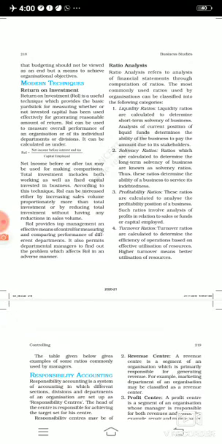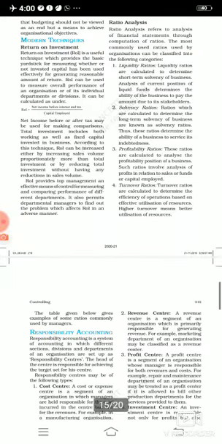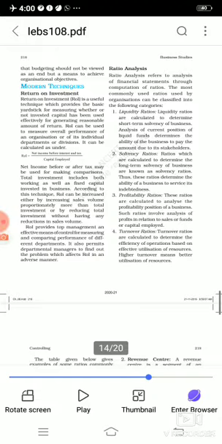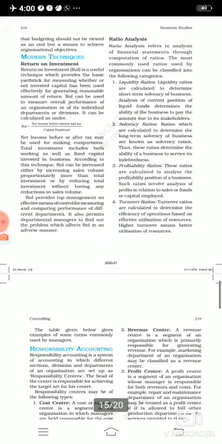Now the next modern technique of managerial control is ratio analysis. Ratio analysis refers to the analysis of financial statements through the computation of ratios. It means when we are taking out our financial statement and knowing exactly the financial position of our company by calculating ratios, we call that method ratio analysis. Ratio analysis is also classified into different categories. The first is liquidity ratios.